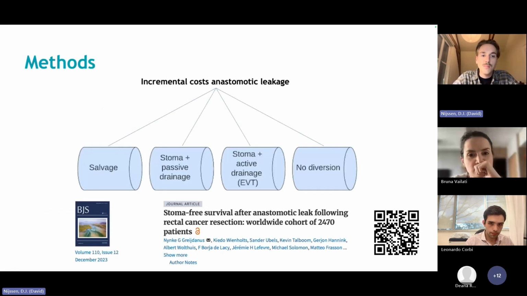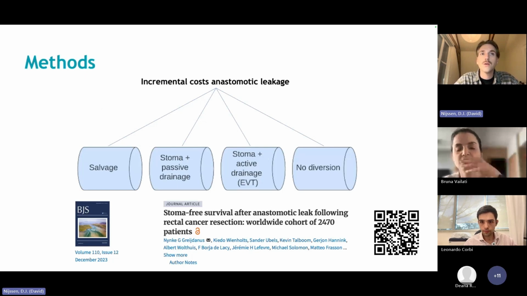So these were the treatment strategies that we included in our study. This was based upon a worldwide study that was also done by our group looking into treatment of anastomotic leakage. The first group is salvage surgery, which is patients who either get a redo anastomosis, immediate or delayed, or they get a breakdown of the anastomosis with an end colostomy.